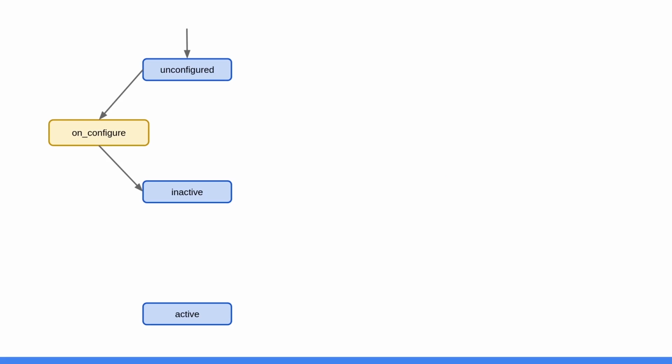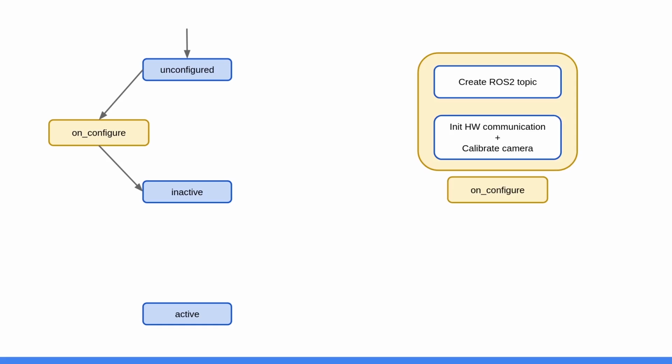And what do we do in this onConfigure? For example, with the camera, well, here we would create the ROS2 topic. We might also initialize the hardware communication, okay, to make sure we can connect to the camera and maybe do the calibration, okay? So after we are done with this onConfigure, as you can see, the topic is created. So we don't publish on it, but it's created, and the hardware is ready. The hardware is configured. Now we are in the inactive state. So inactive means configured, but not active.